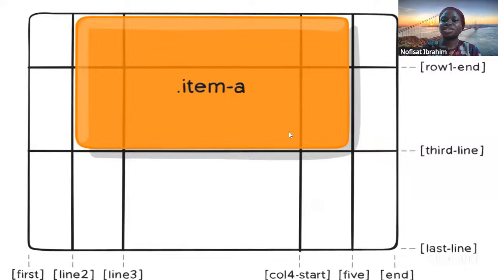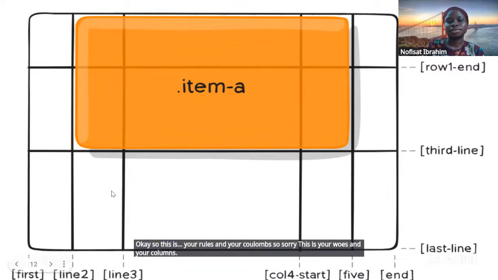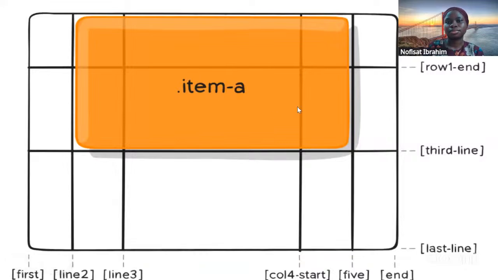Okay, so this is your rows and your columns. So this item A is starting on column 2 and ending on column 5, while the row is starting on row 1 and ending on row 3.